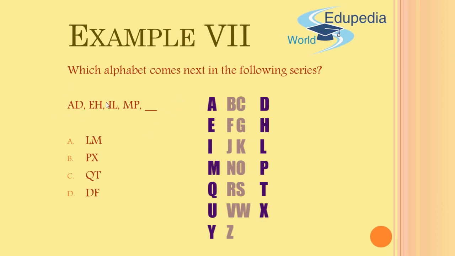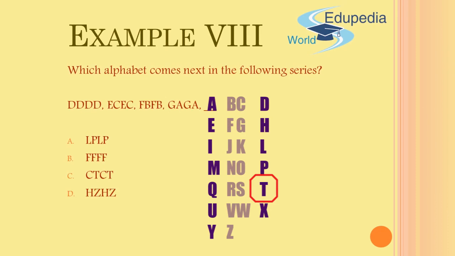I am skipping 2 letters in between, and between the pairs, I have not skipped anything. So after D, I have written E, then skipped 2, written H. Then after H, I have written I, skipped 2, written L. Then after L, I have written M, skipped 2 and written P. After P, I should write Q, skip RS and write T. So the answer will be option C, QT.